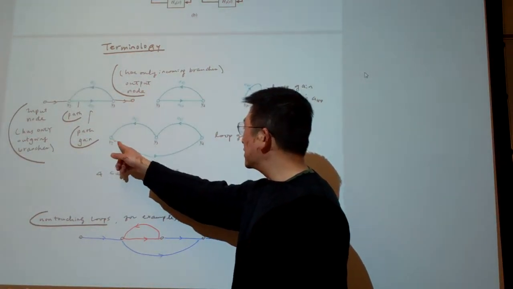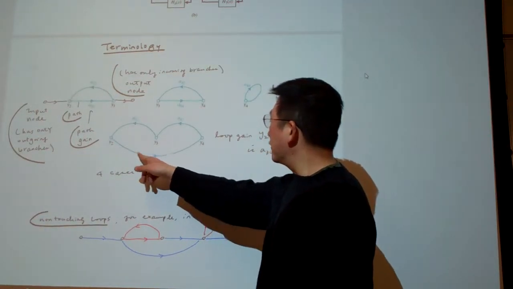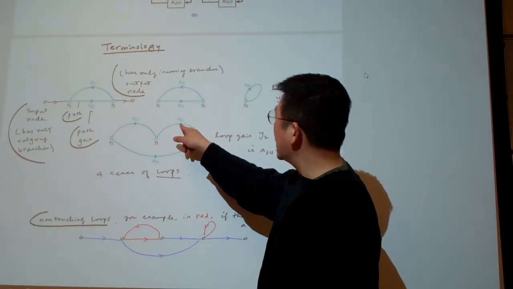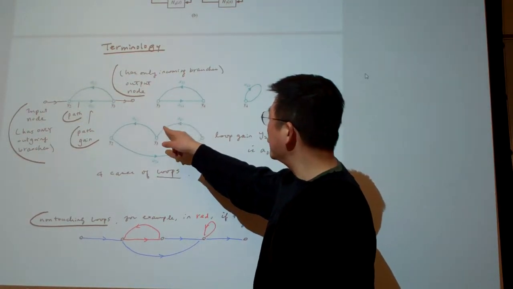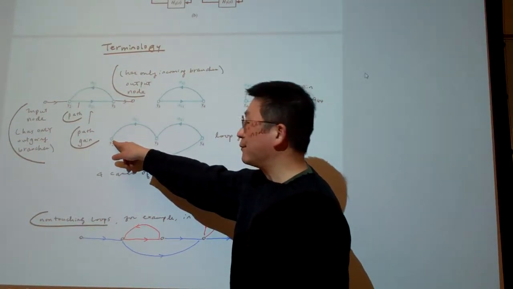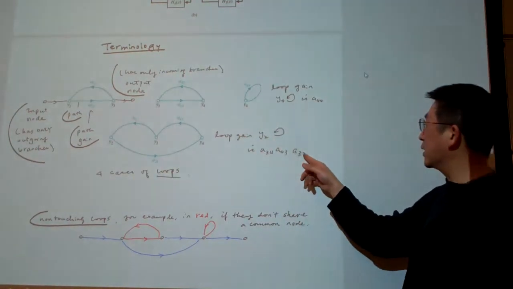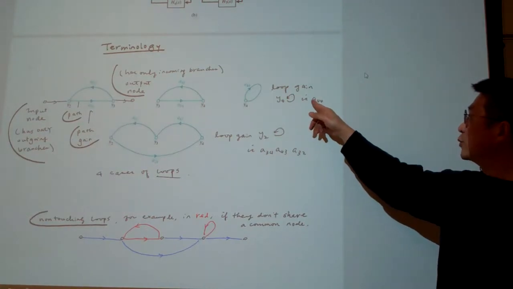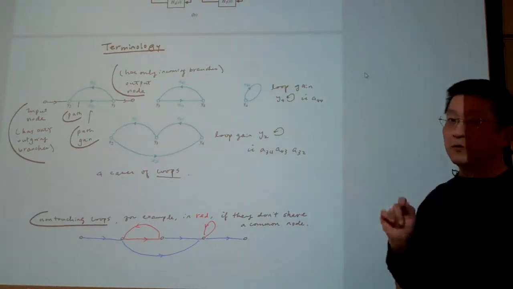We can look at the loop gain. The loop gain is here, as we follow the arrow. This is A24 multiplied with A43, and multiplied with A3 to come back to here. So here the loop gain is the multiplication of the three numbers, compared to the loop gain for this case, which is only A44.